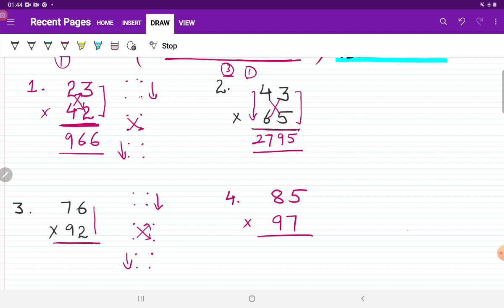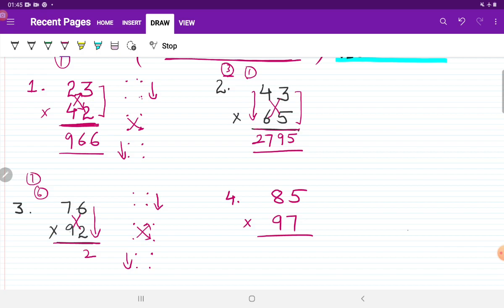Here again, first of all we'll multiply 6 twos, which is 12. Write 2, carry 1. Then 7 twos are 14, and 9 sixes are 54. 54 plus 14 is 68. But 1 is here, so we add this 1 to 68. 68 plus 1 is 69. So we'll write 9 here and carry 6.